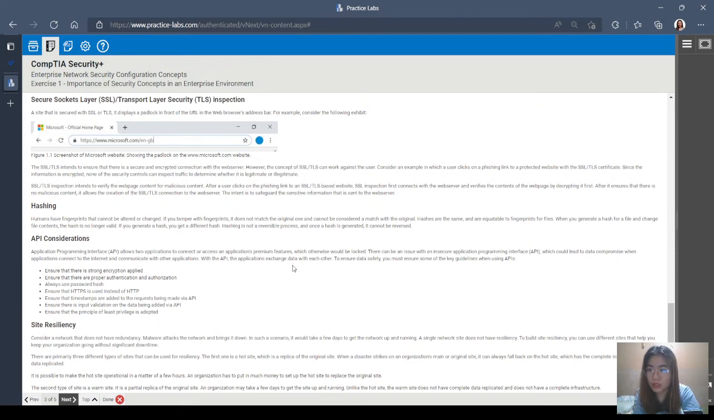Hashing. Humans have fingerprints that cannot be altered or changed. If you tamper with fingerprints, they don't match the original one. That cannot be considered a match with the original. Hashes are the same: immutable fingerprints for files. When you generate a hash for a file and change the file content, the hash is no longer valid. If you generate a hash again, you get a different hash. Hashing is not a reversible process, and once a hash is generated, it cannot be reversed.